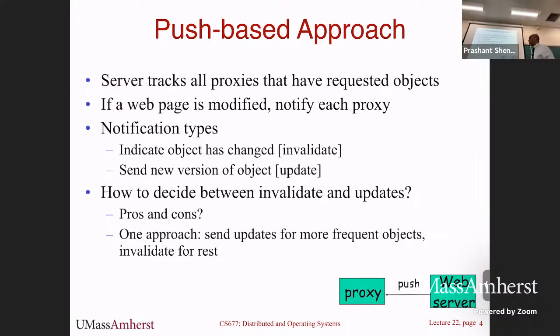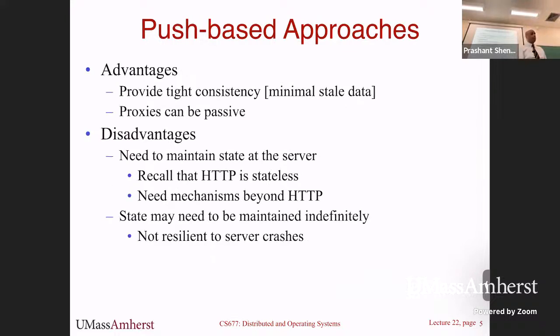On the other hand, if it's a popular web page, then you may as well send a new version, because invalidating it simply means a request for that web page is going to arrive at the proxy. It will cause a cache miss, and then the proxy will fetch it from the server anyway. So you may as well just send the new version of the page, and then the proxy already has it, so you don't have to do extra work. So you can decide when to send an invalidate and when to send an update depending on the popularity of that page, and how much network bandwidth you are willing to spend for cache consistency. Is this clear?